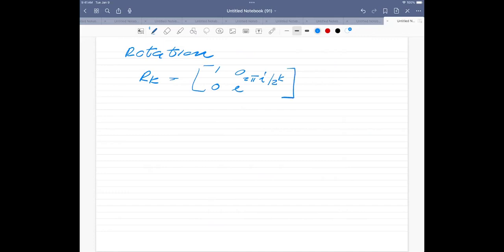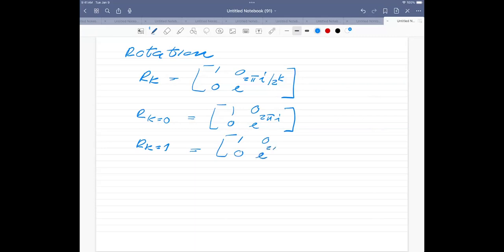So that obviously means that if I have r of k equals 0, that is simply equal to 1, 0, 0, and then I have e of 2 pi i, which is equal to 1. So that's pretty easy. If I have r k equal to 1, this is another one which you will see many, many times, then you would get that this is the same as 0 of e of 2 pi i divided by 2, etc., etc. So these are some of the basic operations which we are going to look at.